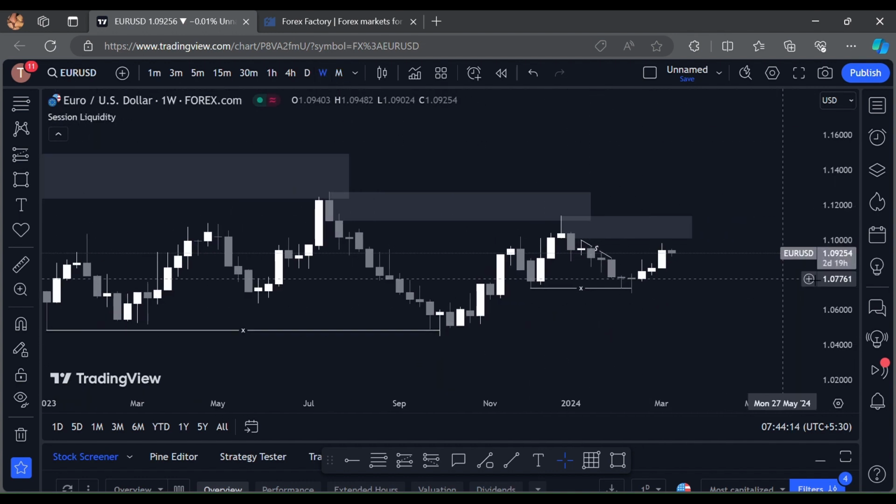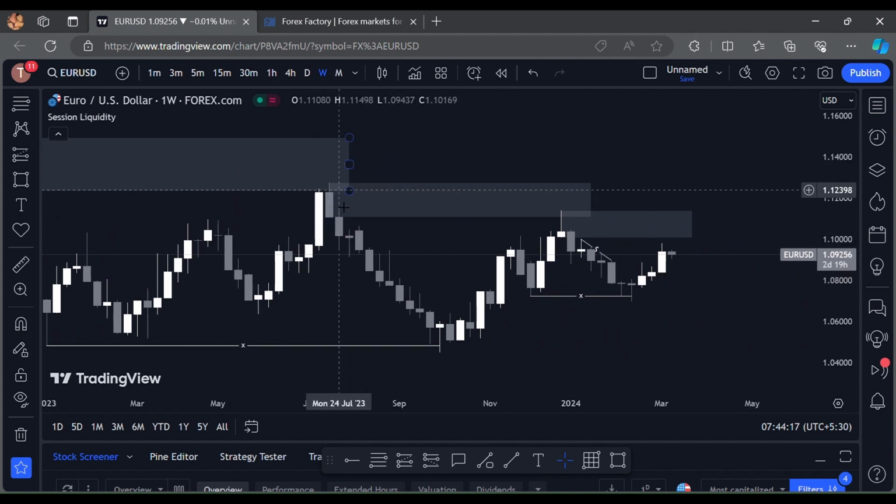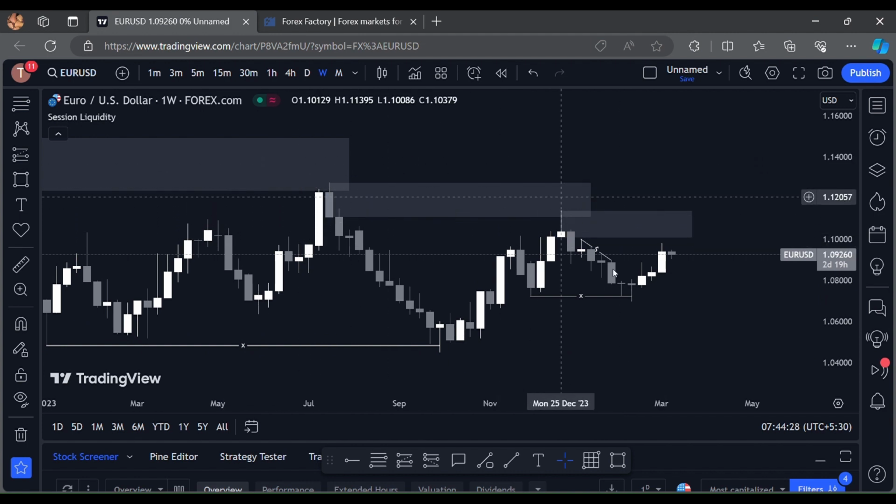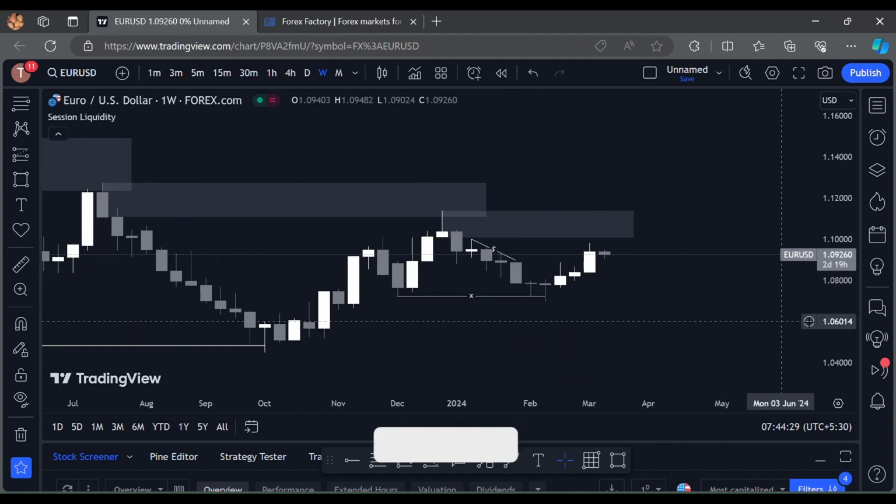This is the weekly chart and we can see that this was the candle which was responsible for the bearish move into the market. The price swept the equal lows and moved into the upside direction, and currently the price mitigated this unmitigated candle and moved into the downward direction.